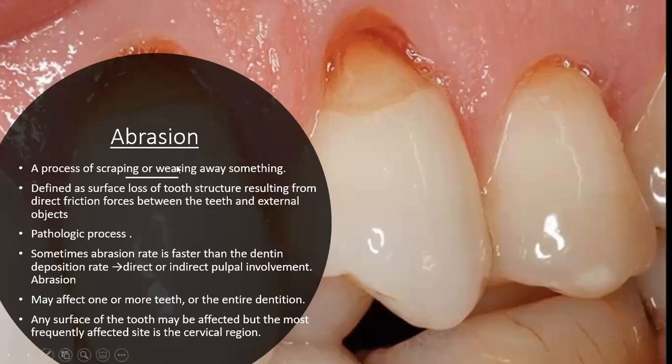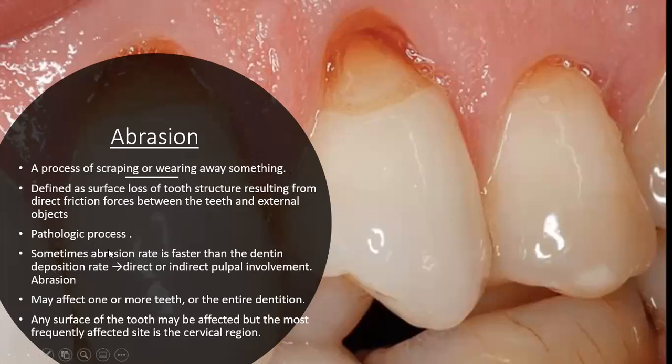Coming to abrasion. The abrasion is a process of scraping or wearing away something. Abrasion is defined as a surface loss of tooth structure resulting from direct frictional forces between the teeth and the external object. Attrition is loss of tooth structure due to tooth contact, whereas abrasion is the loss of tooth structure between teeth and an external object.